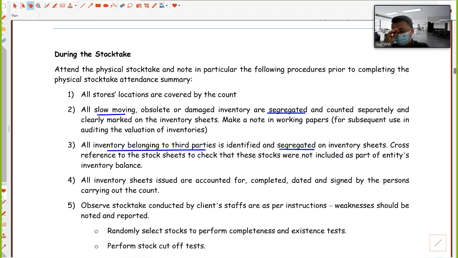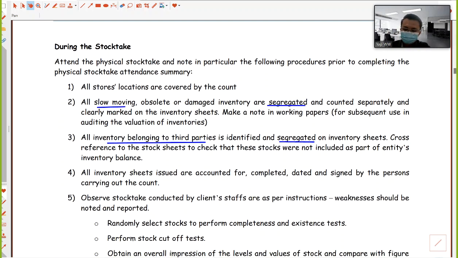For example, last time I audited a furniture store. A furniture store definitely has some furniture that is obsolete or damaged, and they put it aside for clearance sales, at a very cheap price. So when I perform the stock count, following auditing standards, I have to perform the stock count for the damaged inventory and determine what is the net realizable value.